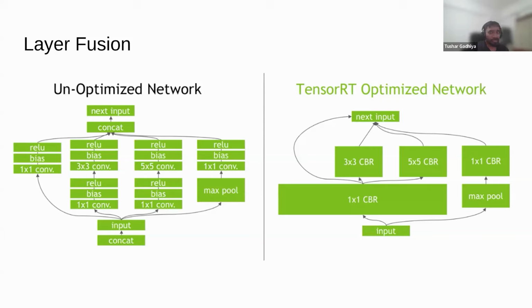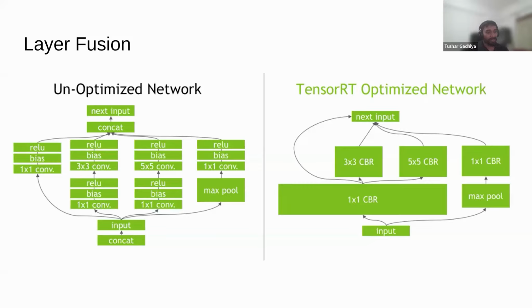TensorRT also does something called horizontal fusion. If you look at models like Inception Net, it has a lot of branching, and each of these branches again has its own kernel. If the size of the kernel is the same, you actually don't need three separate kernels.